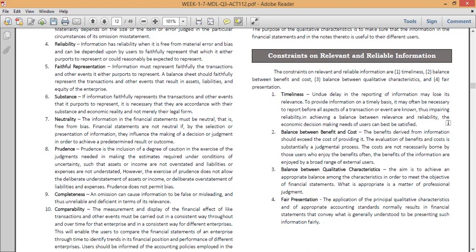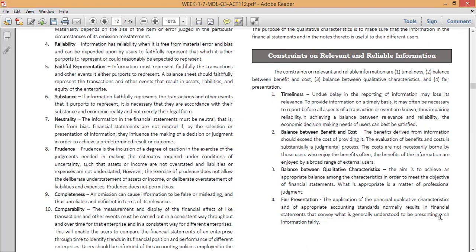Okay? Then is the balance between qualitative characteristics. The aim is to achieve an appropriate balance among the characteristics in order to meet the objective of financial statements. So, etong qualitative characteristics, ito po yung previous na diniscuss natin. So, dapat po lahat yan balanse. Siyempre, ito yung principles, yung ethics mo. Pag nasa accounting department ka, so pag nagpe-prepare ka ng different financial statement, dapat kung ano man yung characteristics na dapat meron sa isang accounting personality, apply mo siya.